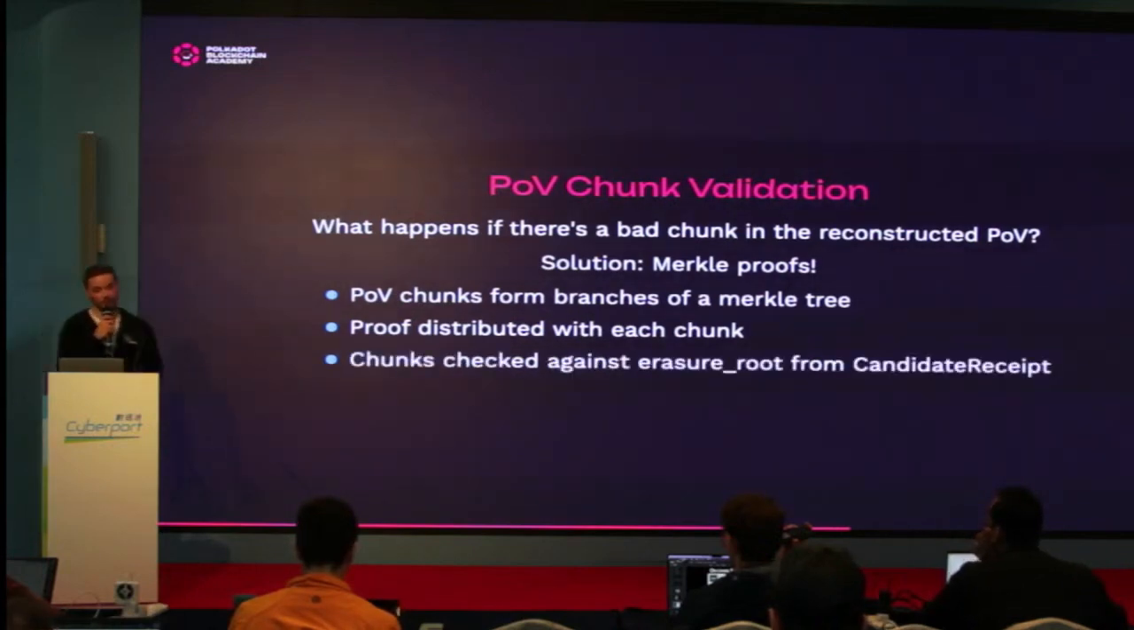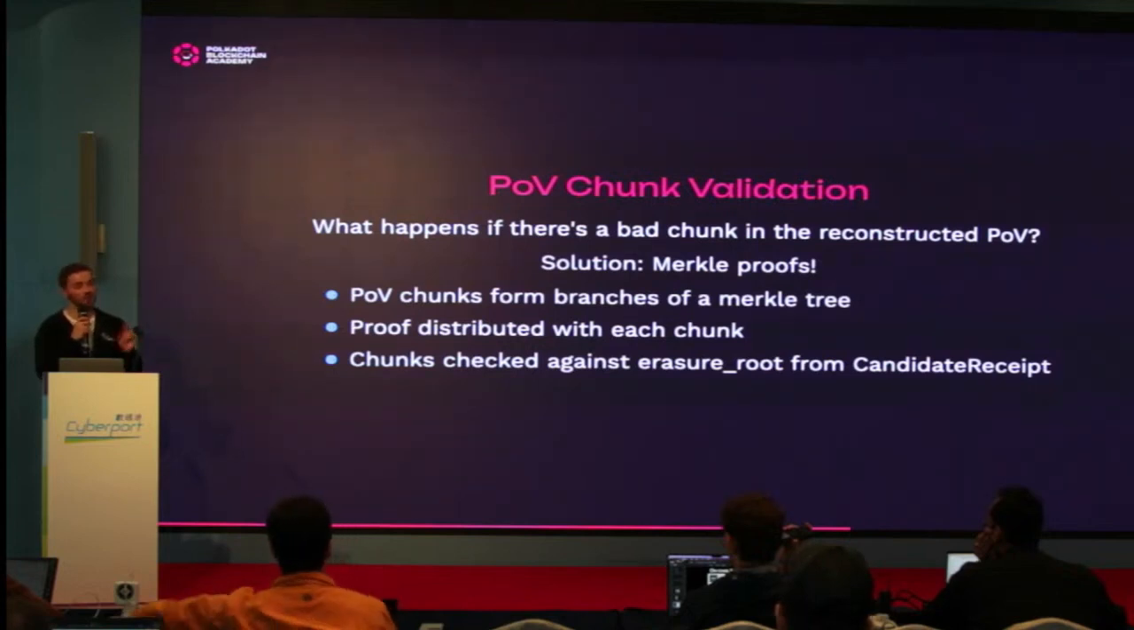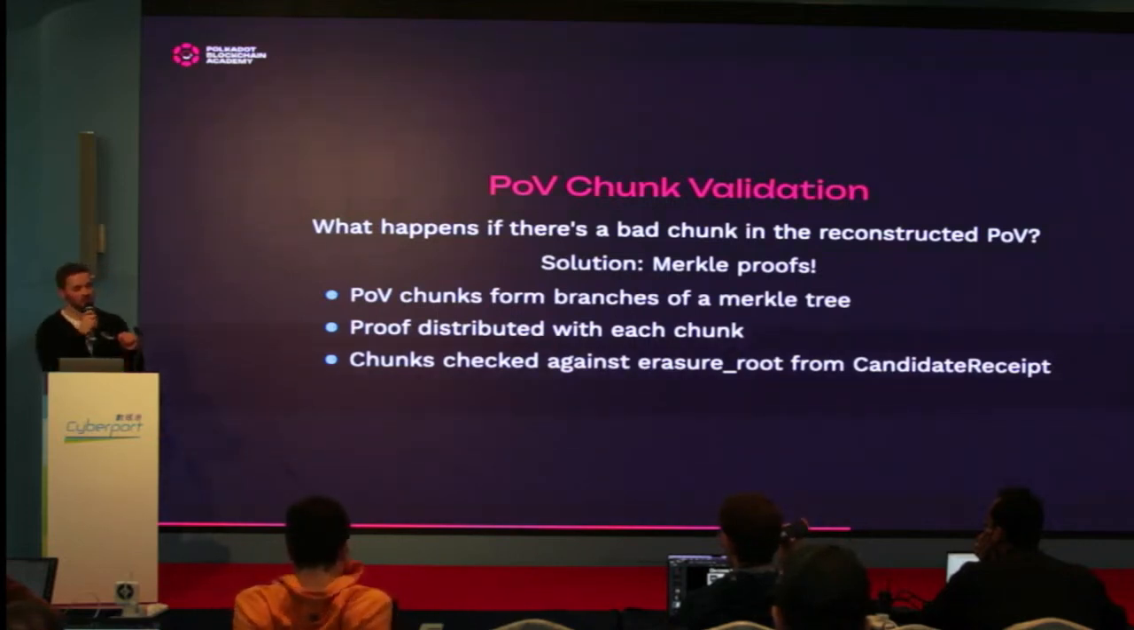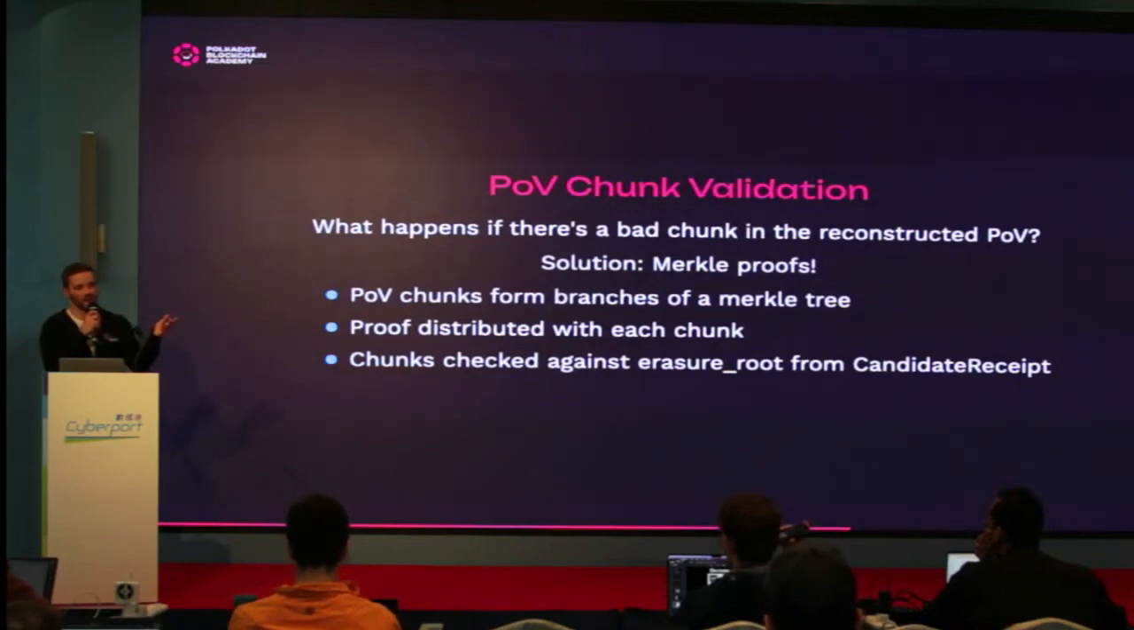Then later, when we are looking to check the validity of those chunks, we check it against this erasure root, which we have distributed in the candidate receipt for that candidate. So that candidate receipt is on-chain, and then the erasure root is also on-chain and available for any validator, say an approver, to later grab and to use for checking chunks.